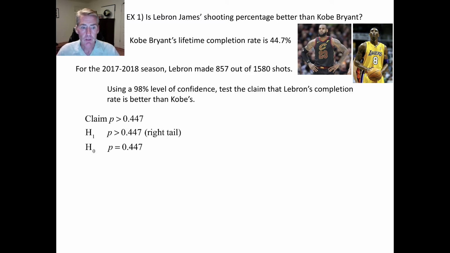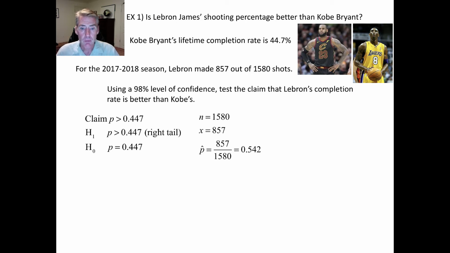So the claim is p is better than, so greater than Kobe's. So you put Kobe's number right here. And then this is saying the percent for LeBron by the time he's retired, his lifetime average, is going to be better than or bigger than 0.447. And then H1, since the claim does not have an equals, H1 can stay the same. And the job of H1 is to tell us, is it right-tailed, left-tailed, or two-tailed? With the arrow pointing to the right, it's right-tailed. And H sub 0 always does its own thing and just says equals.